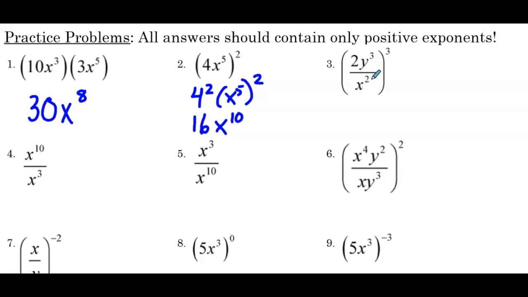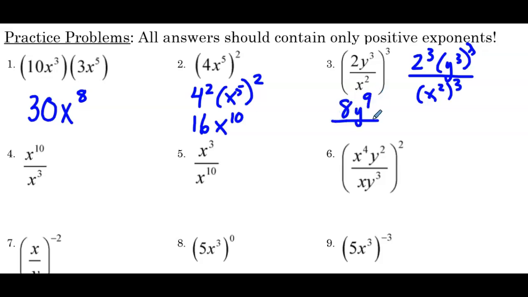2y cubed over x squared raised to the 3rd. So that's going to be 2 cubed, y cubed cubed, over x squared cubed. Now simplifying, let me rewrite that a little bit nicer. We'd have 8y to the 9th over x to the 6th, right? Power to a power, we multiply.